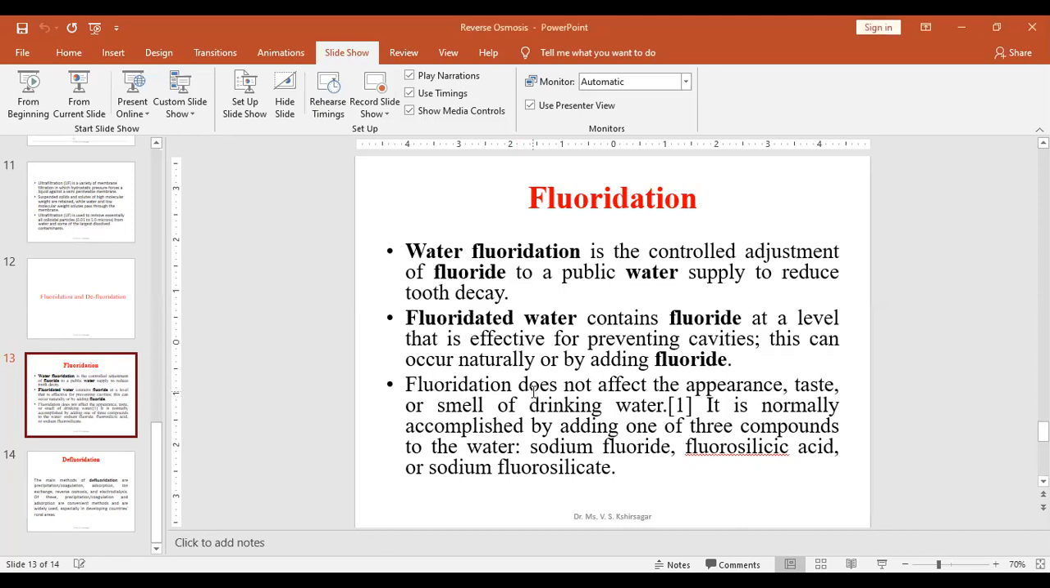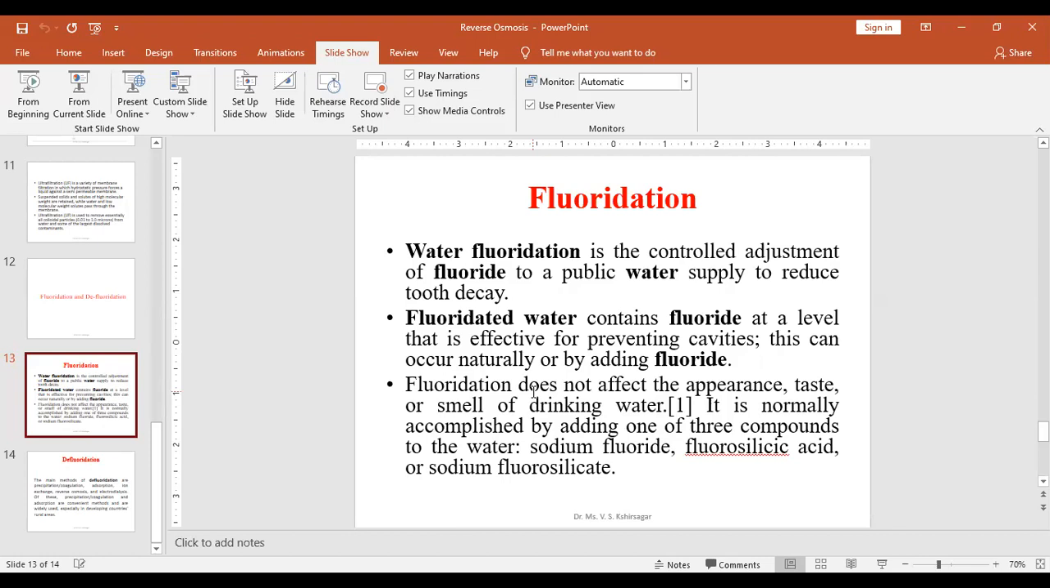What is fluoridation and what is defluoridation? Okay, so I request you to write down the heading fluoridation and defluoridation. Water fluoridation is the controlled adjustment of fluoride. It should be in the range of 1 to 1.5 milligram per liter. Controlled adjustment of fluoride to a public water supply to reduce tooth decay.